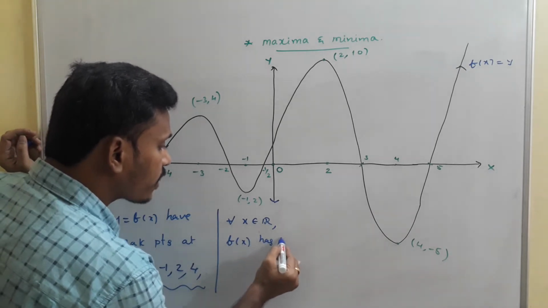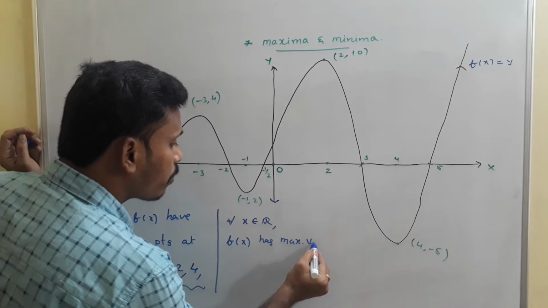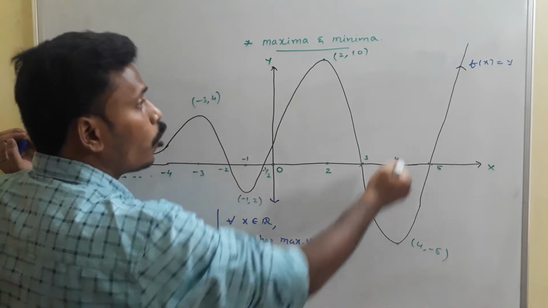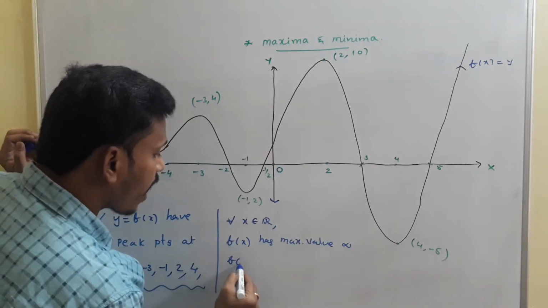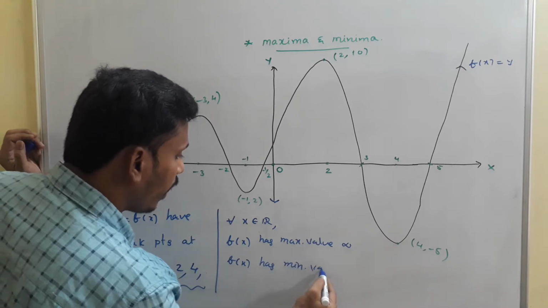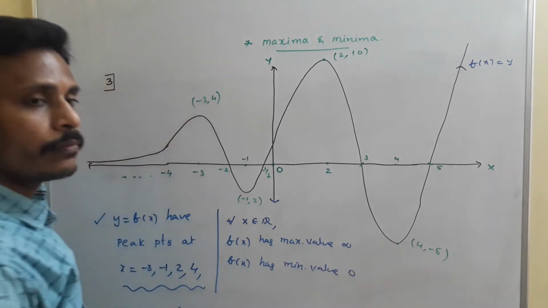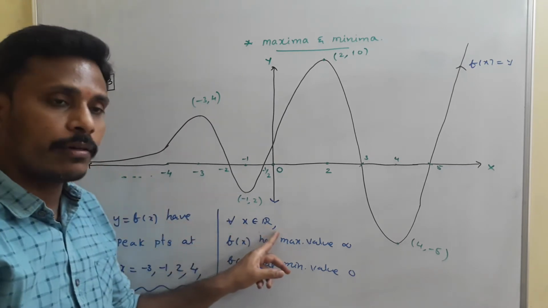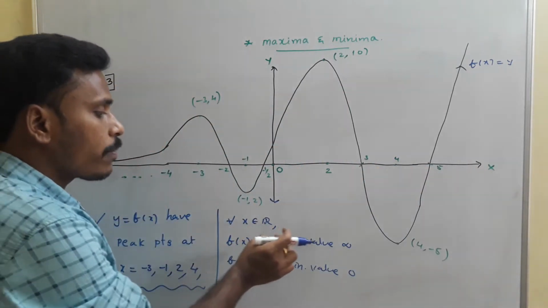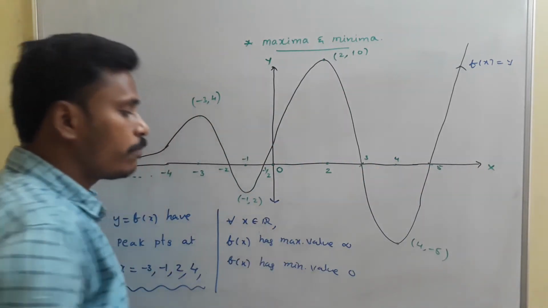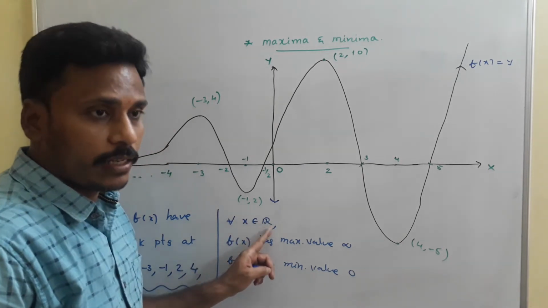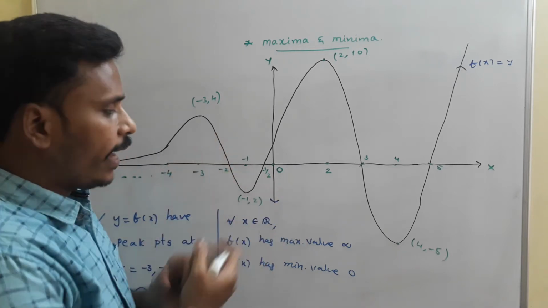f of x has maximum value infinity. It goes on like that. f of x has minimum value 0. When you consider all real numbers for x, when you consider the complete domain of the function, f of x has maximum value infinity and f of x has minimum value 0. Instead of considering total real values for x, you need to bound x values to an interval.